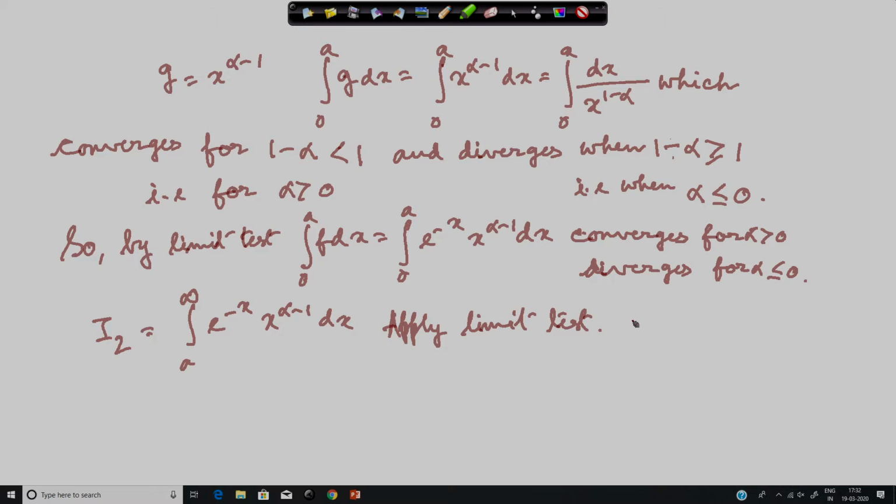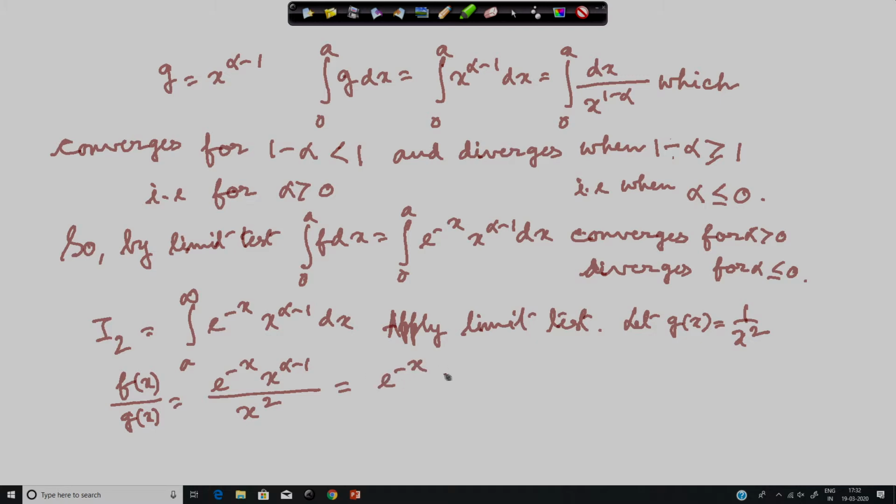Let us take g(x) as 1 upon x square. Then f(x) by g(x) is e to the power minus x, x to the power alpha minus 1 by x square, that is equal to x to the power alpha plus 1 times e to the power minus x. Since g(x) is x to the power minus 2, the limit becomes e to the power minus x, x to the power alpha plus 1.